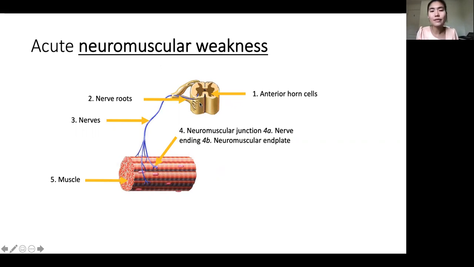cells in the spinal cord, and then the axon will come out in the ventral ramus, and that will form a nerve root. When that nerve root is affected, we call it radiculopathy. Then the nerve will come out, and the nerve terminal will synapse at the neuromuscular end plate to the muscle, and fire that neuromuscular junction. So neuromuscular transmission will happen, and the message will be relayed to the muscle so that the muscle can contract.